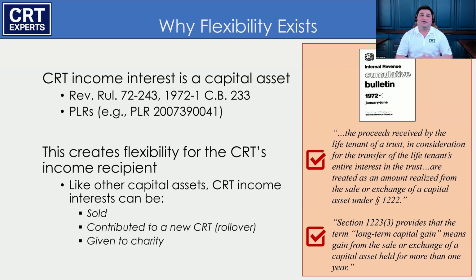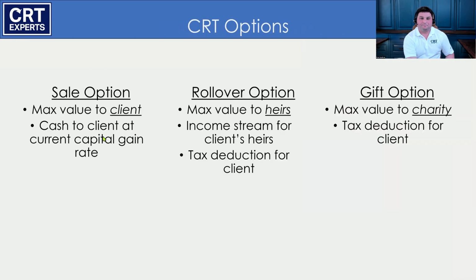In the 2000s, there was a series of private letter rulings, PLRs, that looked squarely at the income interest in a CRT, sellability and tax treatment. Those were helpful because they're looking squarely at charitable remainder trusts. But all Treasury did in the responses was refer to this 1972 revenue ruling. So that's where the ability to do what we'll talk about here today is rooted from an authorities, from a tax and legal standpoint.